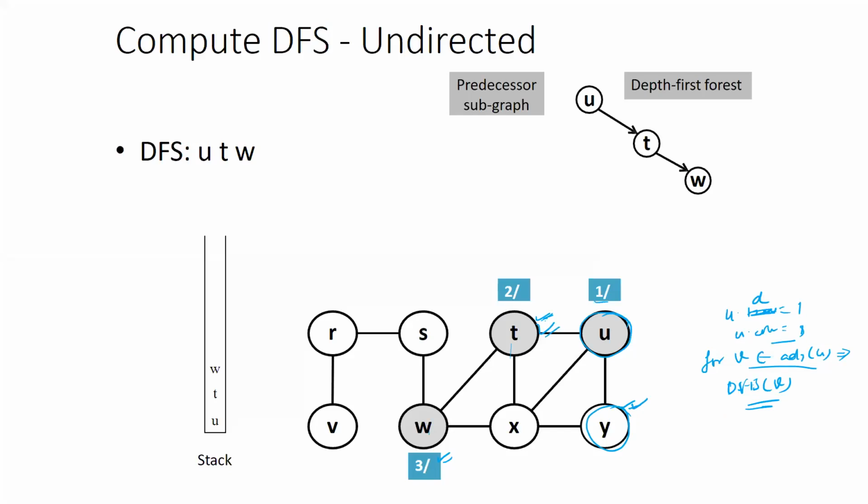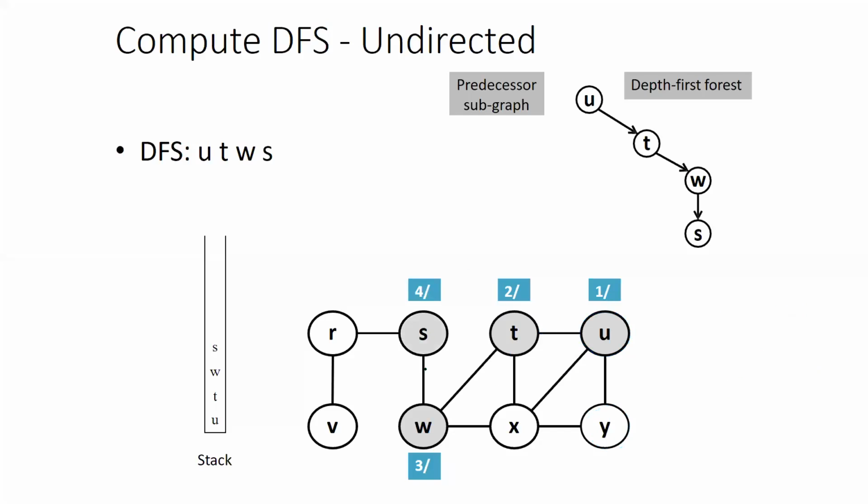What is the adjacent of w? Say we pick s. You can pick in any order; you could go for x also. That depends on your choice. So the timer is incremented to 4, s.d is taken as 4, and s has been added to the recursive stack. This is the recursive stack. Nothing has been popped out yet.